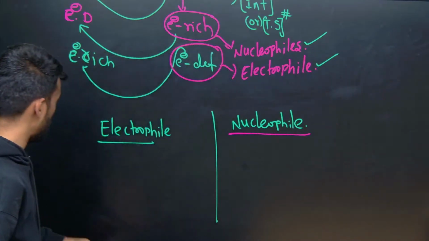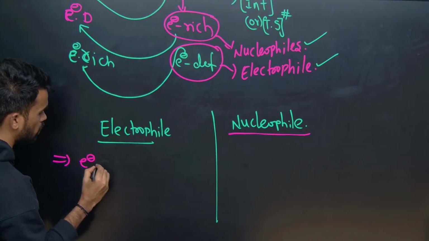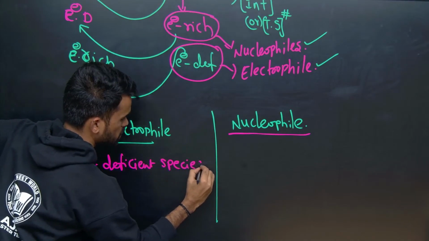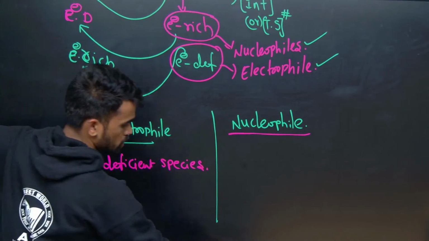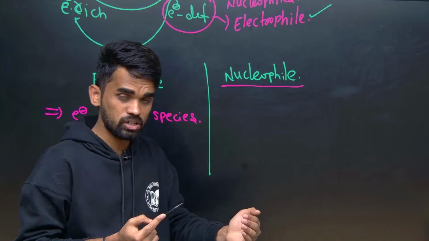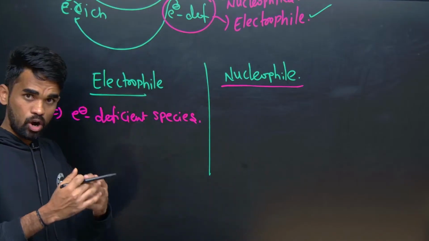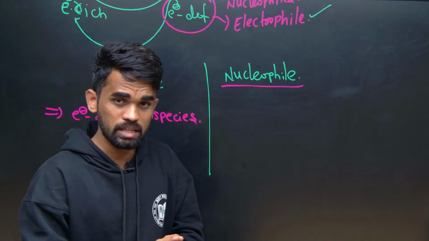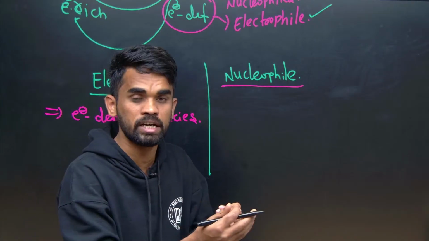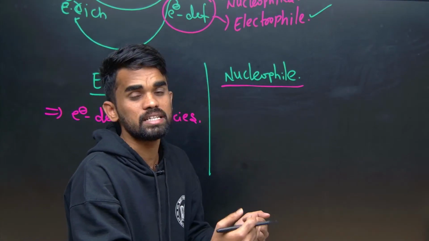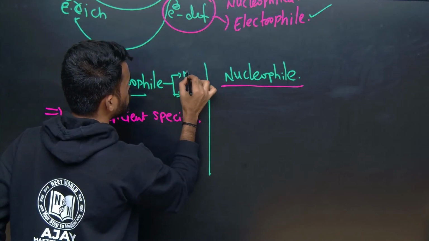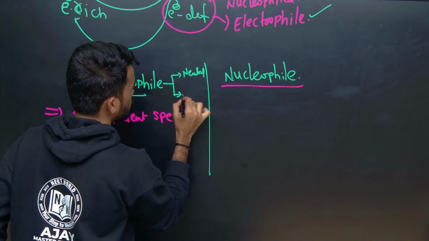So let us understand electrophiles. Electrophiles are electron deficient species, species which have a deficiency in electrons. For example, we know species with an octet electronic configuration, with fully filled orbitals, are more stable. If a species has fewer electrons than the octet, lesser than 8, then it is considered electron deficient. These electrophiles are again of two types. One can be neutral, or it can be positively charged.